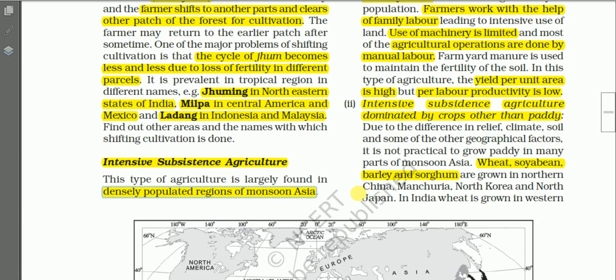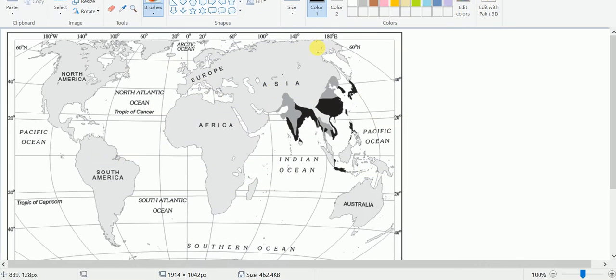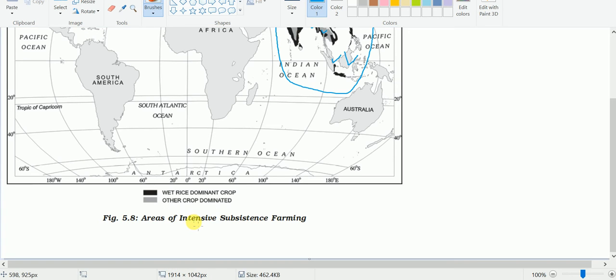And here again we may look at this map. So see here, this region is known as monsoon Asia. It includes India, then Southeast Asian countries, Thailand, Myanmar, Laos, Cambodia, then China. We have Japanese islands here, Indonesian and Malaysian islands here. In these areas, this type of agriculture known as intensive subsistence agriculture is practiced.